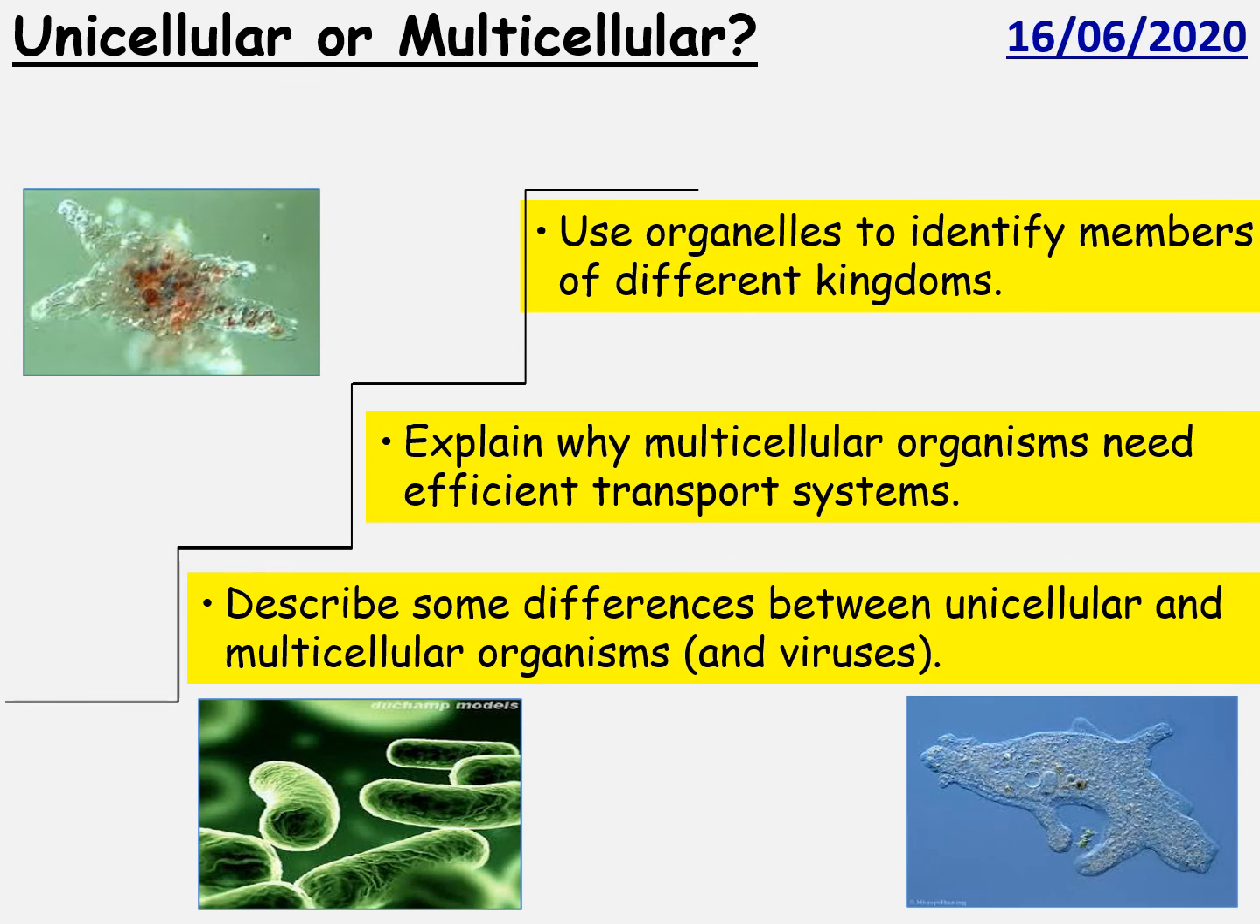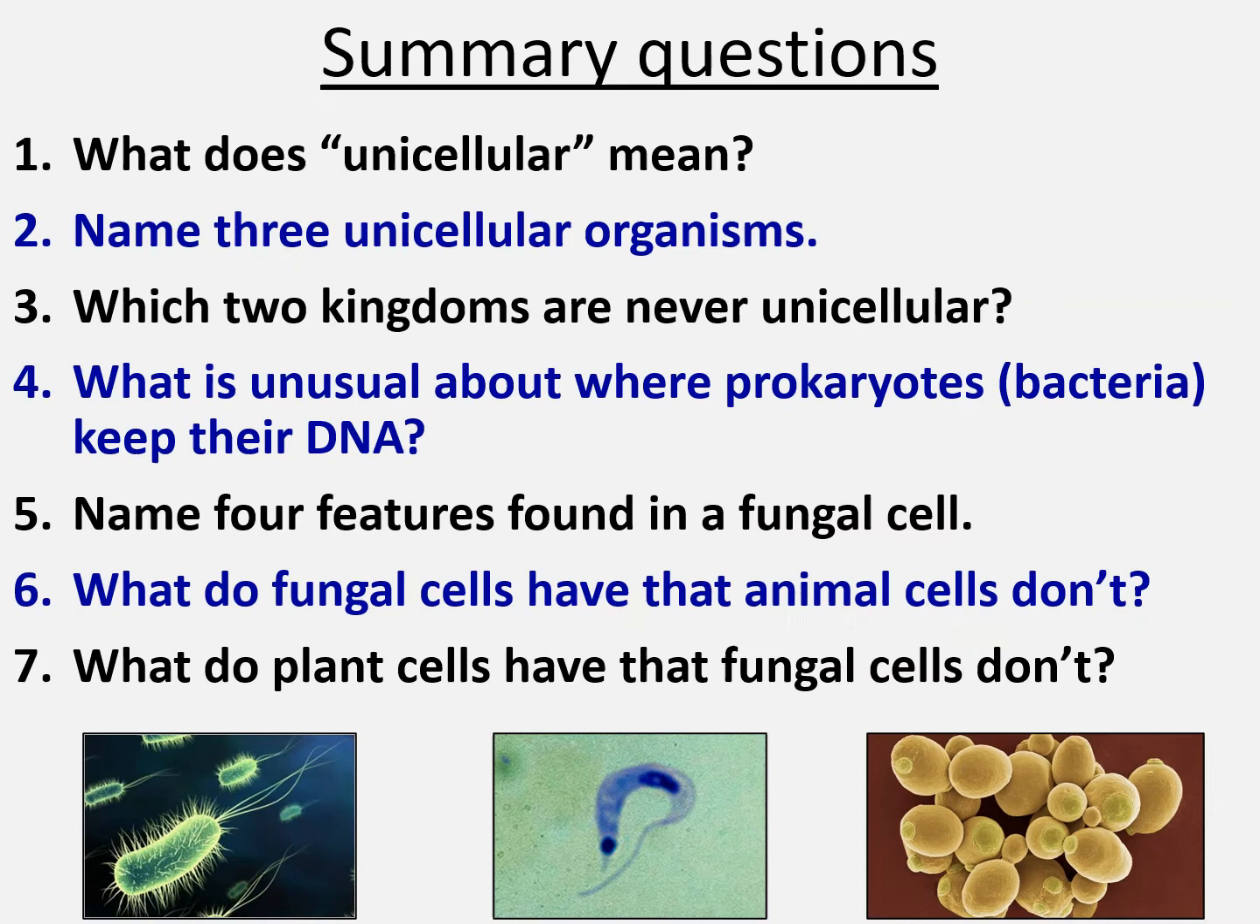Okay, so quick overview. These are three things we've covered in the lesson so far. We've talked about differences between unicellular and multicellular organisms. We've explained why multicellular organisms need to have an efficient transport system. We've talked about the fact that diffusion is just too slow when you've got a bigger organism. You need to have other ways of getting those substances around your body. And then lastly, we've looked at some of the differences between these 5 kingdoms of life and how we use the organelles they contain to distinguish between them.